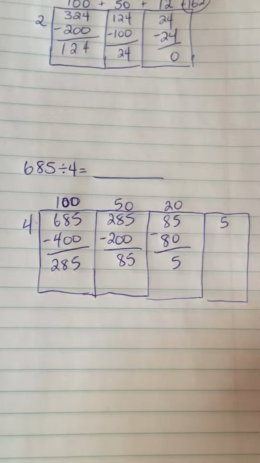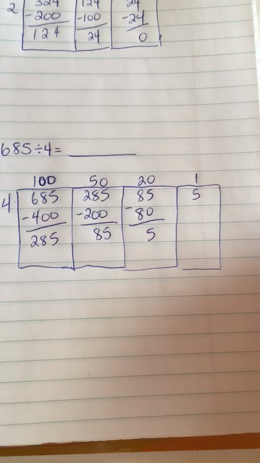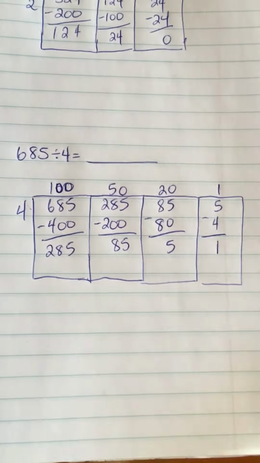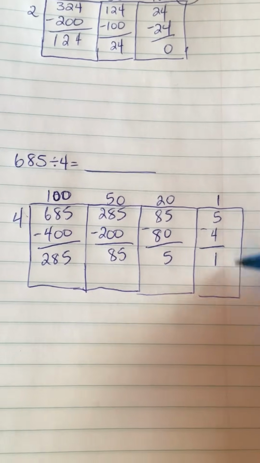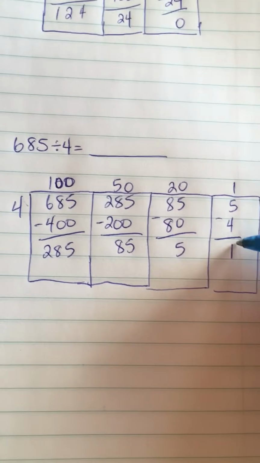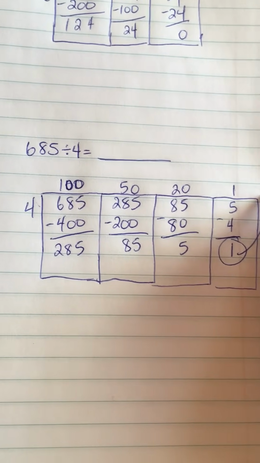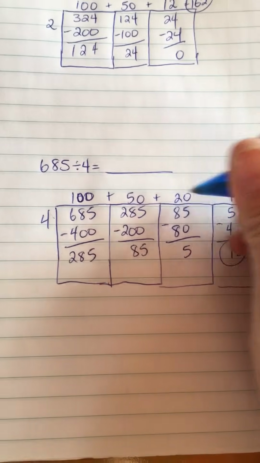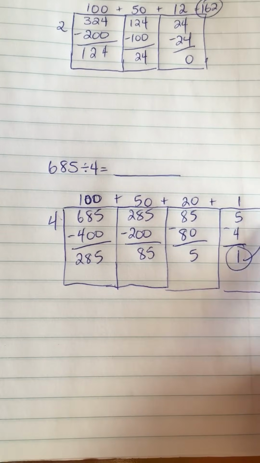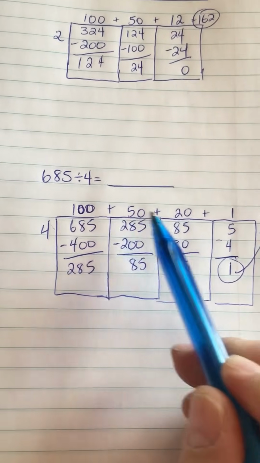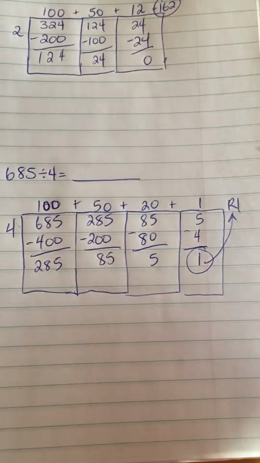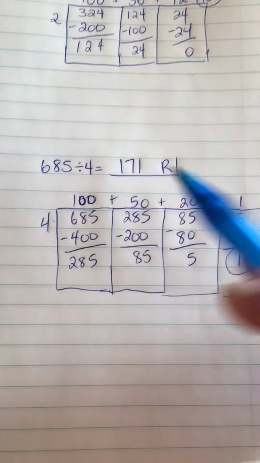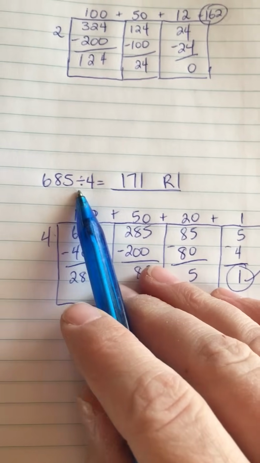So we'll put our 5 up here. Now we can take away one more multiple of 4. So one group of 4 gives us 4, and we are left with 1. Now we can't take away any more groups of 4 from 1, so this is actually going to become our remainder up here. So now to find our quotient, we add up the numbers that we wrote on top, and then we have a remainder 1. So 100 plus 50 plus 20 plus 1 gives us 171, and don't forget about our remainder 1. So that is the quotient to 685 divided by 4.